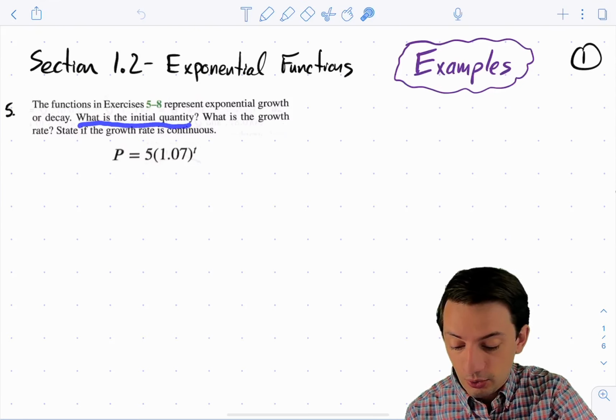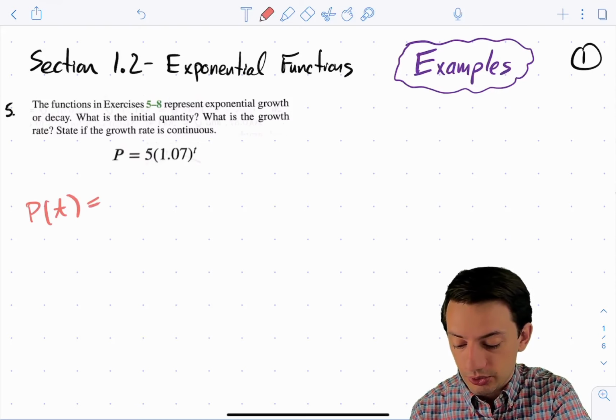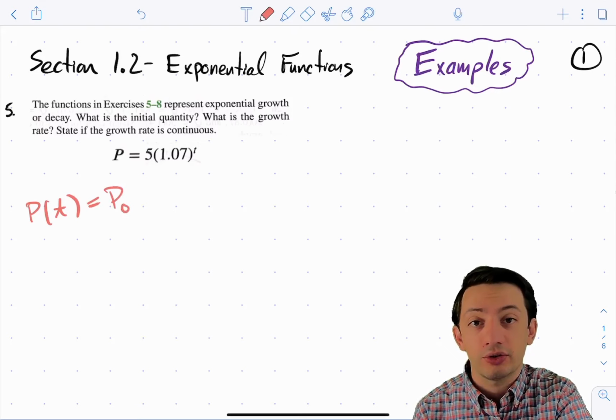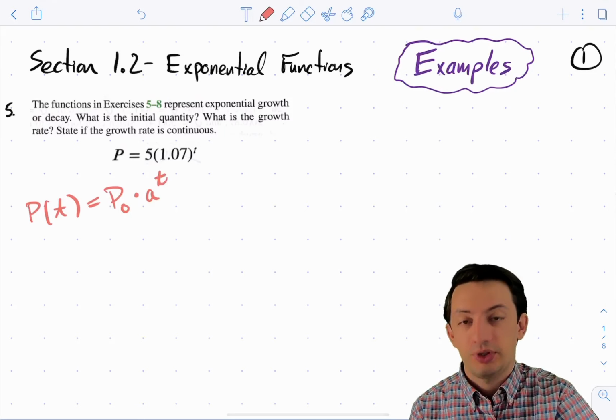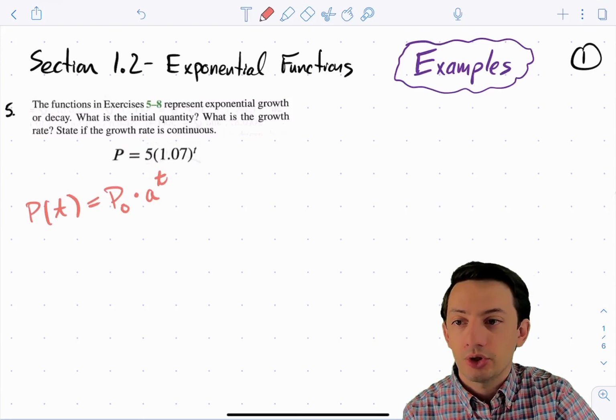Well, we talked in the section about the general form for an exponential function, having the form P of t equals our starting or initial value P0 times our growth factor to the independent variable t. So what is the initial quantity? Well, it's what would normally be this P0, and that's 5.